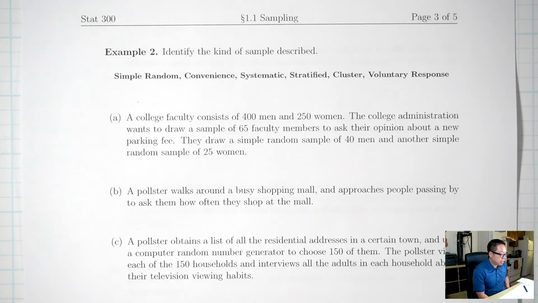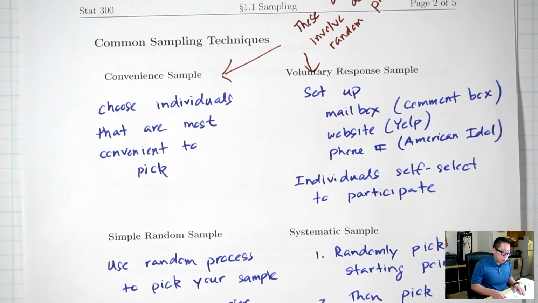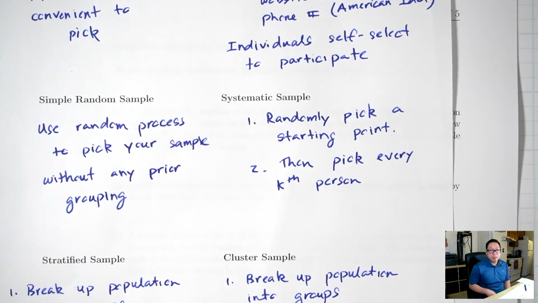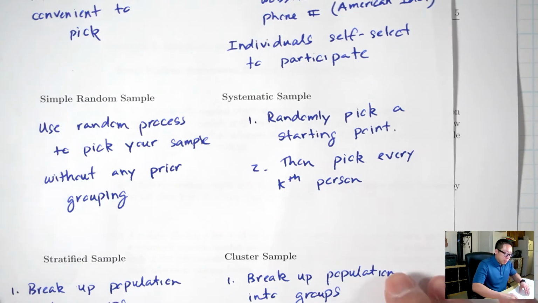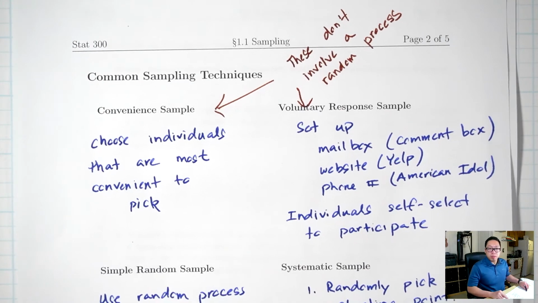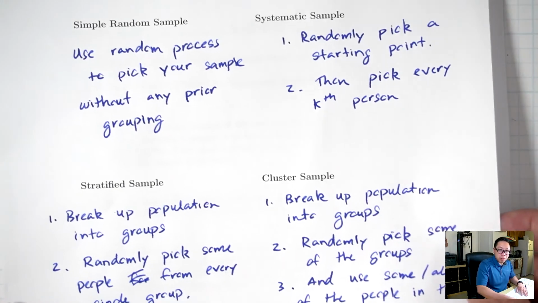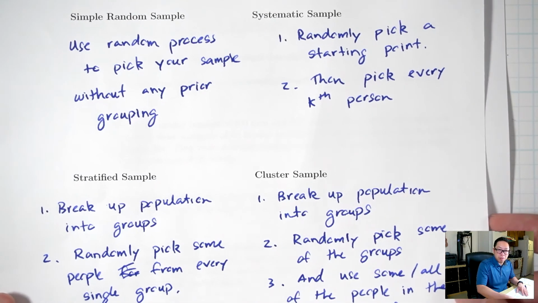It probably isn't. Okay, so let's go back and look at these descriptions. So the easiest one to pick out, I think, is going to be systematic. So systematic, if it says every 3rd person, every 5th person, then it's systematic. Convenience and voluntary response: if the description doesn't involve the word random anywhere, then it's probably going to be either convenience or voluntary response, because those don't involve a random process. Which leaves the hard ones, which are simple random, stratified, and cluster.